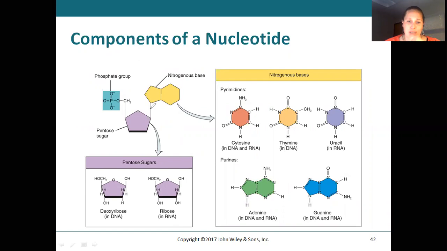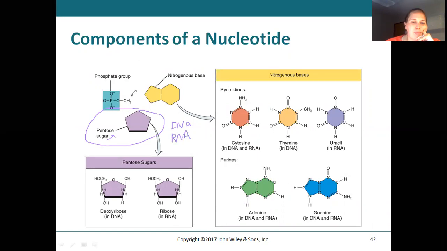So a nucleotide is comprised of a pentose sugar. We talked about that when we were talking about sugars. That's a monosaccharide, right? Because it's a single ring, this pentose sugar. If it is DNA, it's deoxyribonucleic acid. If it is RNA, it is ribose, deoxyribose, ribose.